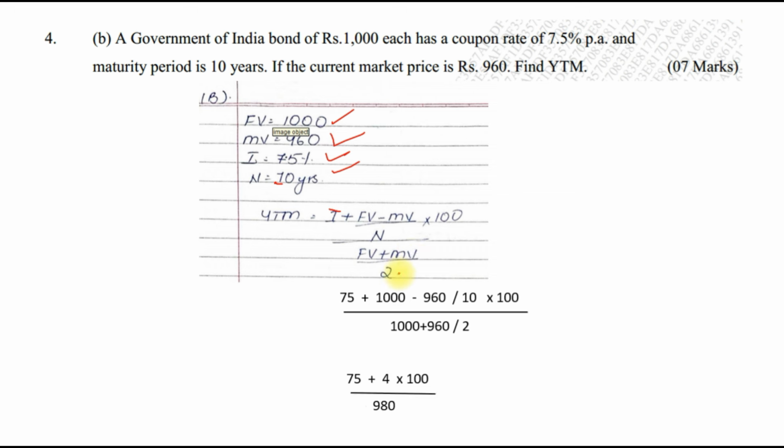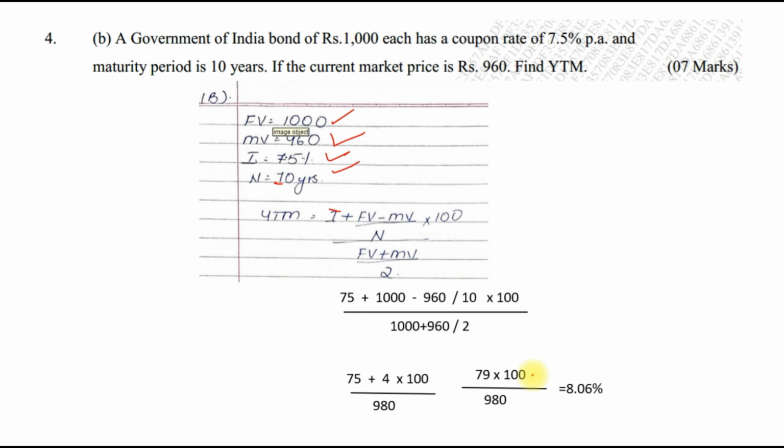When you solve it further, it will become 1000 minus 960 is 40 upon 10 is 4, and 1000 plus 960 divided by 2 is 980. So we get 75 plus 4, 79 upon 980 into 100, and the final answer comes to 8.06%. Okay, very simple sum. You just have to remember the formula and then substitute the values in that formula. Just remember I is always on the face value. Okay, that was question number 4b.